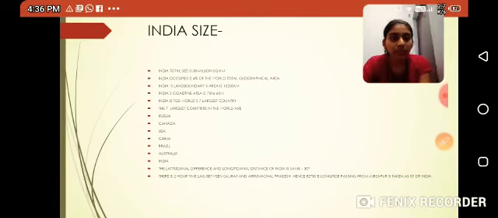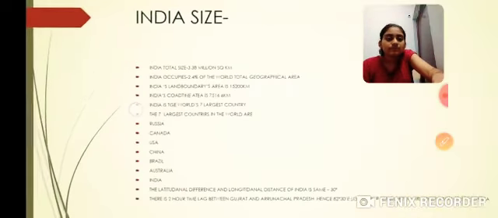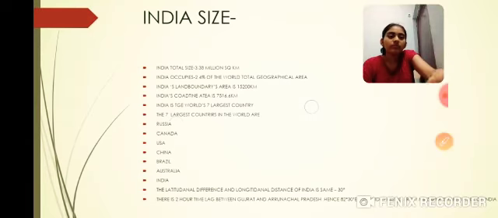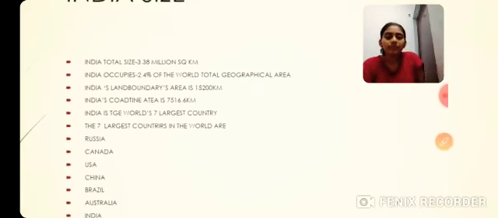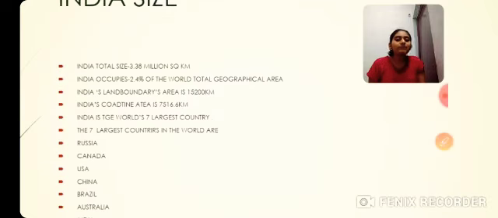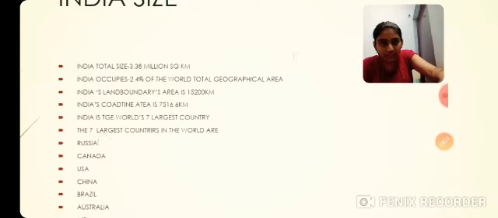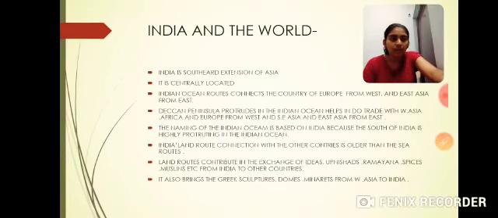Now, India's land boundary is 15,200 kilometers. It means the boundary which India is sharing with the land, that is the land boundary, and that is 15,200 kilometers. And then the coastline boundary is 7,516.6 kilometers. I would like to show you this on the map.